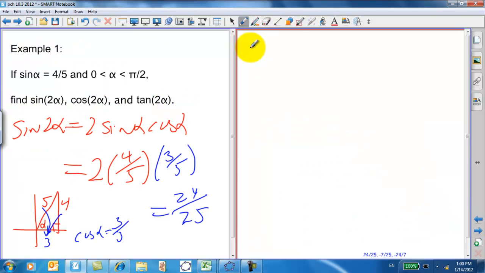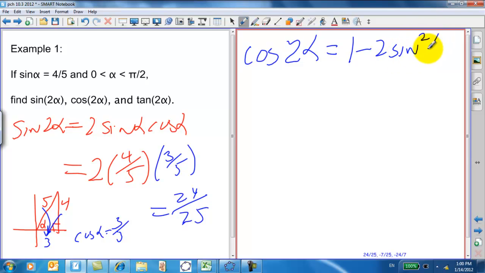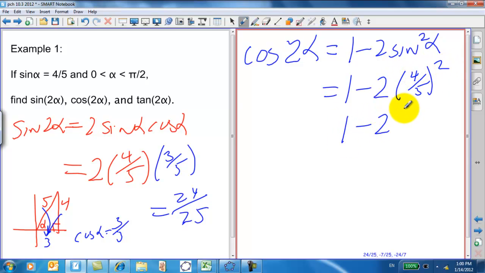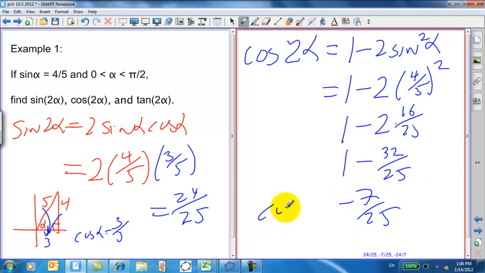Now for the cosine of 2 alpha, you've got your choice. You could just stick to the original information and go 1 minus 2 sine squared alpha. So in case we made a mistake there with cosine, you're not going to mess up here. Sine of alpha is 4/5, and you're going to square all that. So it's 1 minus 2 times 16 over 25. 1 minus 32/25ths is negative 7/25ths for the cosine of 2 alpha.